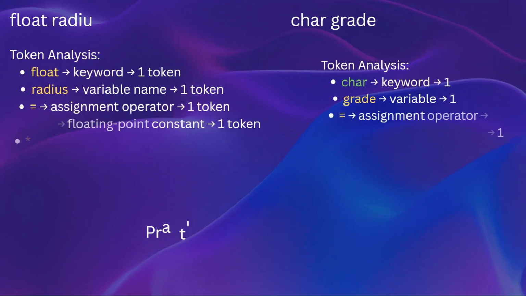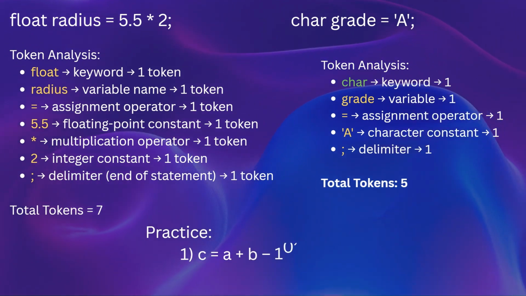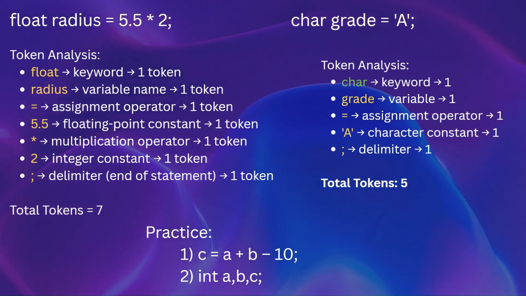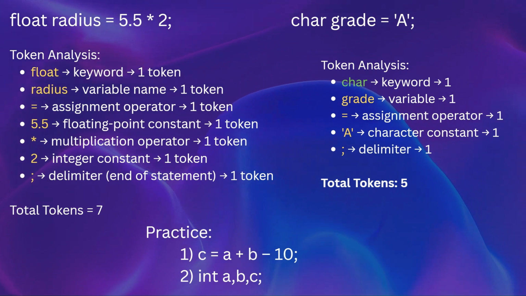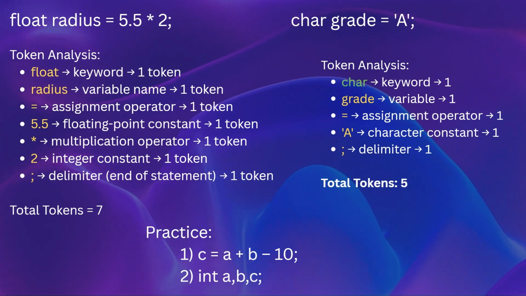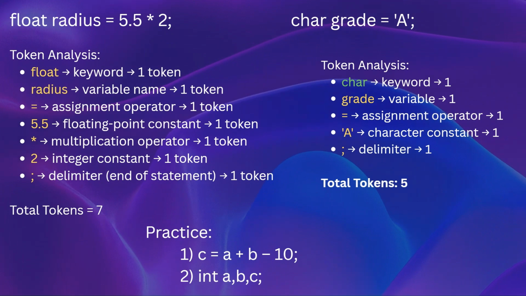Now let's go through C++ examples so that the concept will be clear for you. It is extremely easy, not that hard. It helps in understanding how the compiler processes code during lexical analysis. So let's see the examples. First, float radius = 5.5 * 2; Imagine we are calculating the radius for some object. So how do we segregate and identify the tokens?